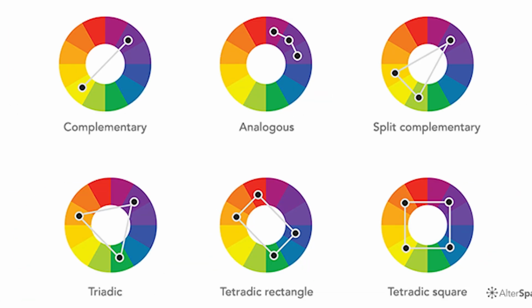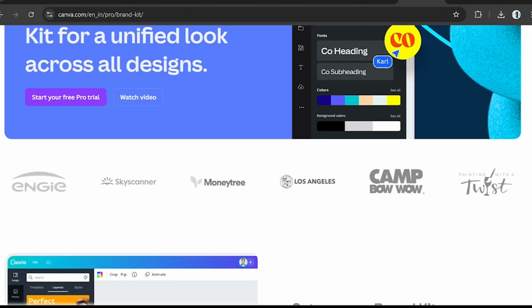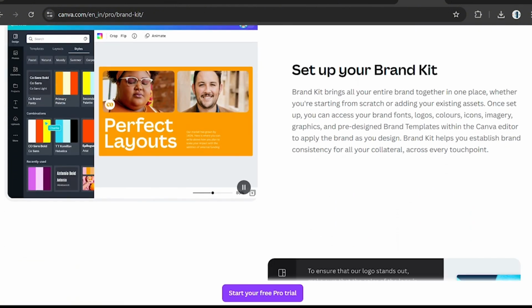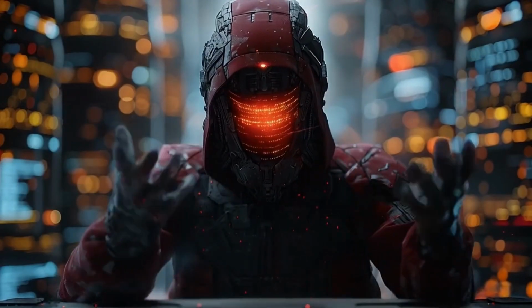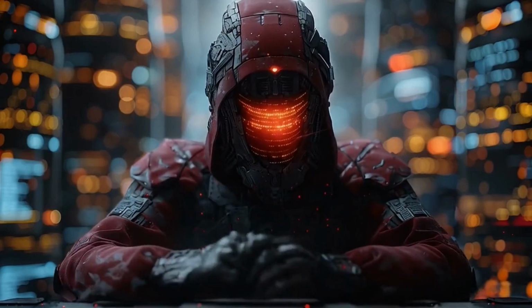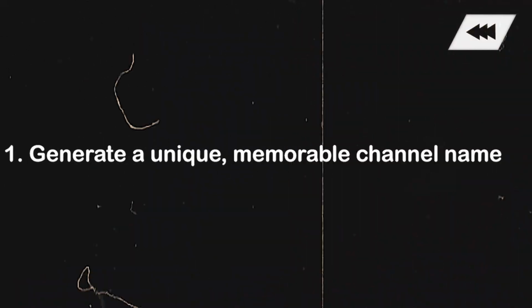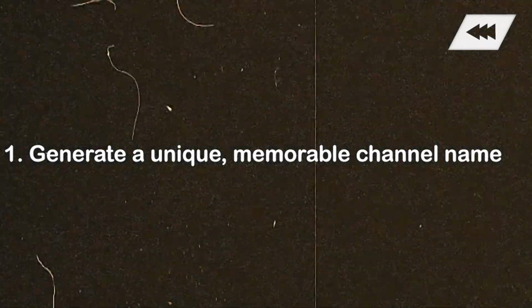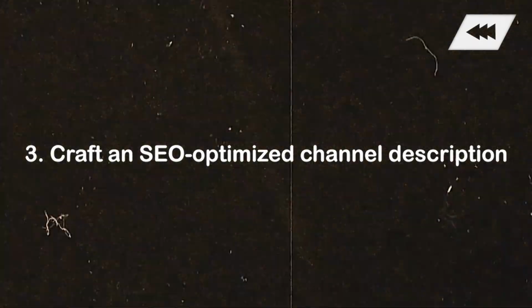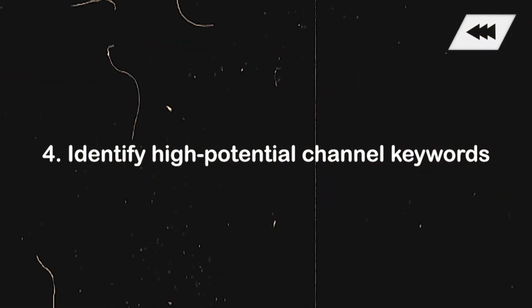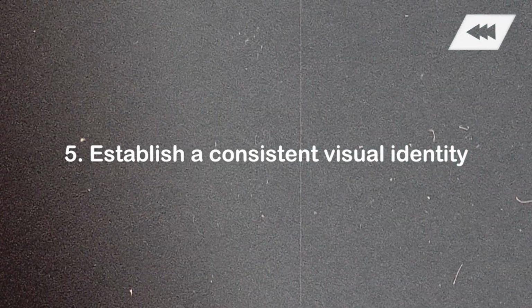A consistent color scheme is also important for brand recognition. Canva's Brand Kit feature can help you generate a color palette that ensures all your future content maintains visual consistency. Now, let's recap what we can accomplish using AI tools. Generating a unique and memorable channel name, creating a professional banner and logo, crafting an SEO-optimized channel description, identifying high-potential channel keywords, and establishing a consistent visual identity.